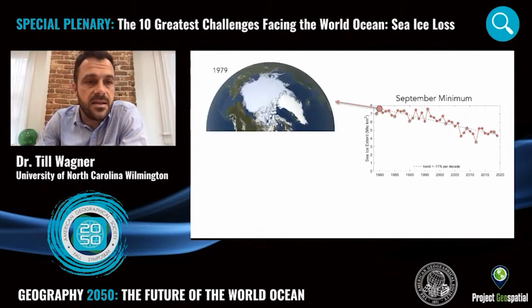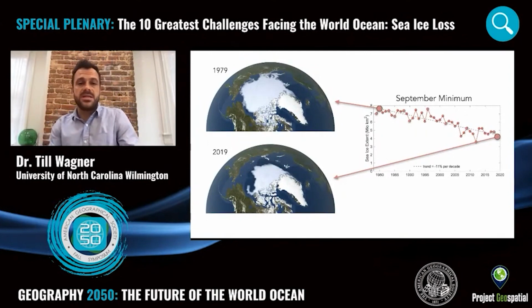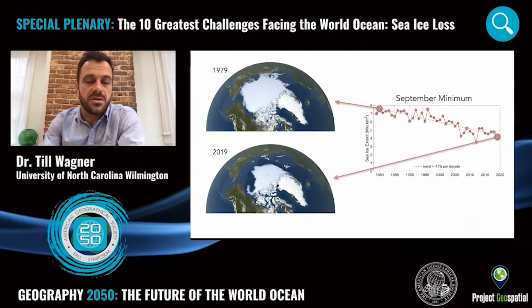So in 79, the ice cover looked roughly like this in September. And in the summer of 2019, there was only about 60% of this left. So over the last 40 years, we have every year, every decade, lost about 10% of the original ice cover.